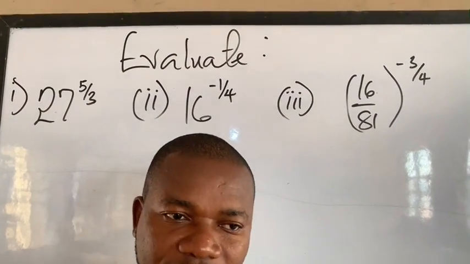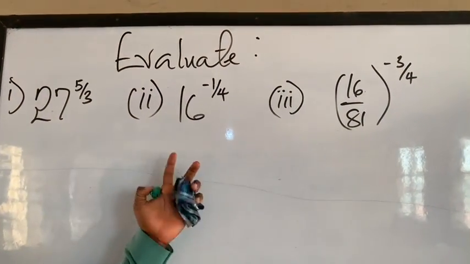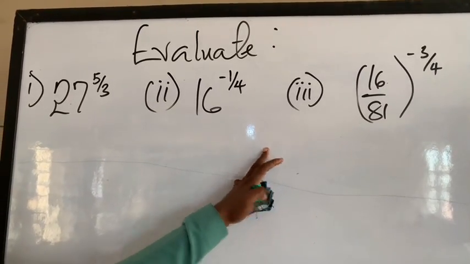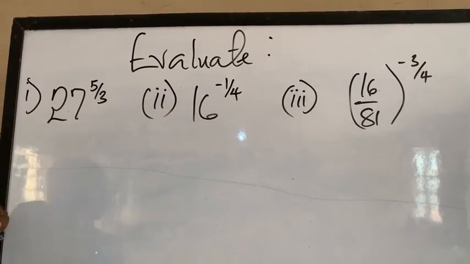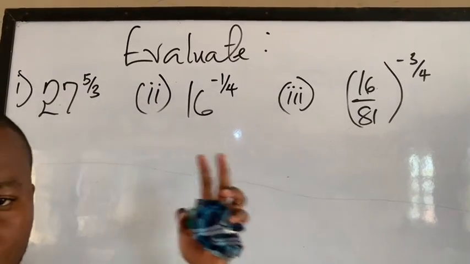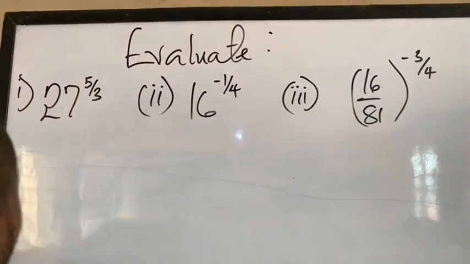This is very simple. Okay, by looking at the format of the equation, you should know that this is pure indices. Okay, just simplification of indices. And for you to be able to go through this, you should know the various laws of indices. Now let's start with number 1.